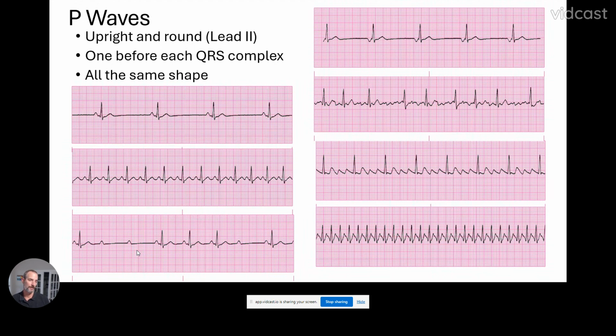I mean, that little pointy wave doesn't look a whole lot different from leads, right?